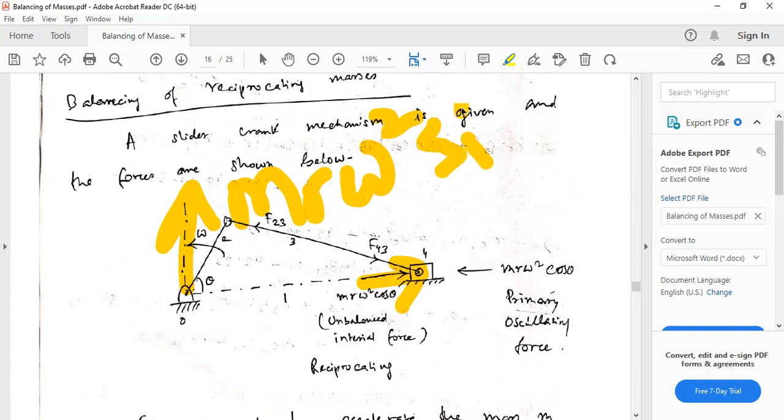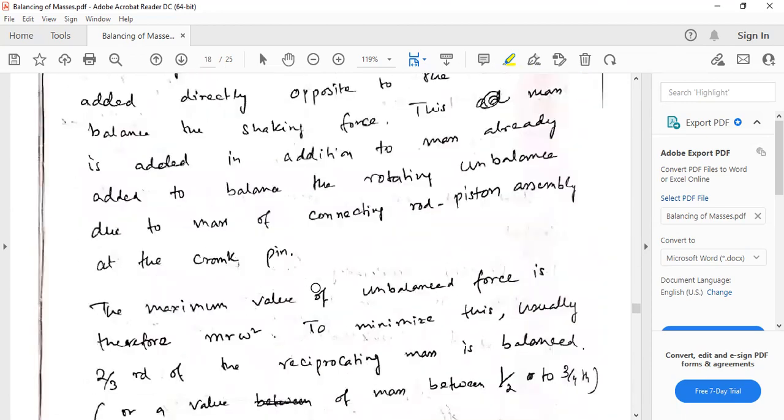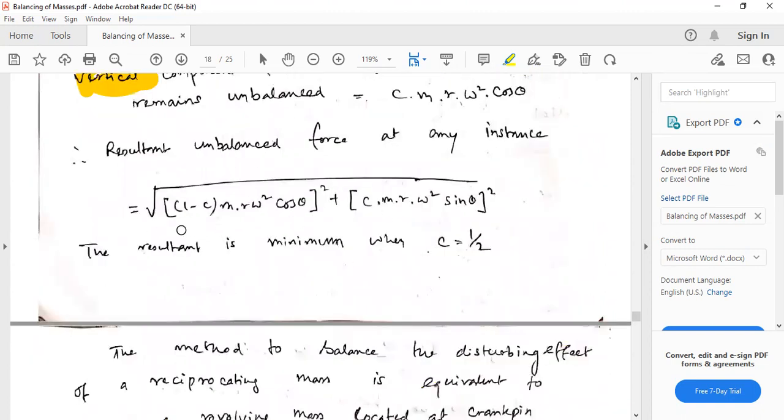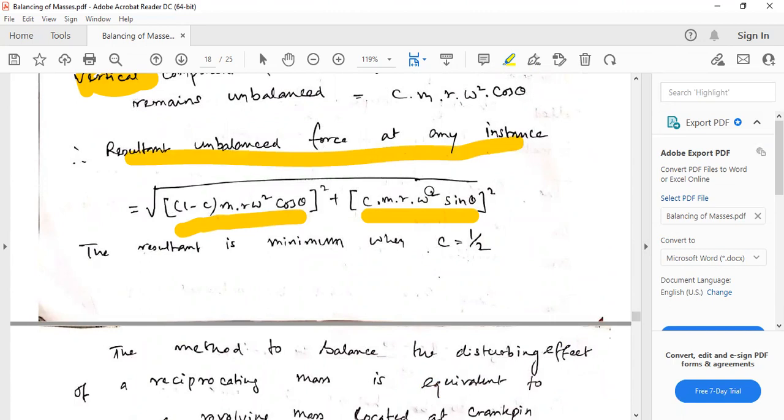Okay, so the portion that we have balanced is multiplied by C. C multiplied by this one. So that is what we have balanced. By squaring the horizontal component and vertical component, we can get the resultant unbalanced force at any instant, because we have taken the angle. If we take this sin theta and this cos theta as 1, then we will term this as the maximum unbalanced force. So in this case, the unbalanced force can be minimum if we take C as half.